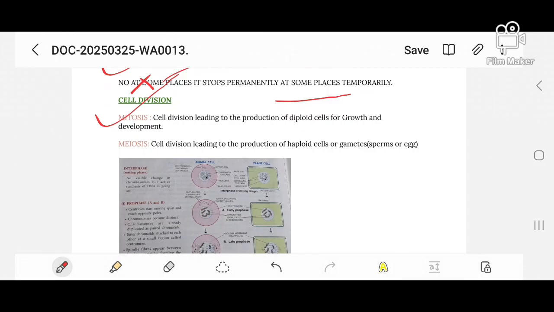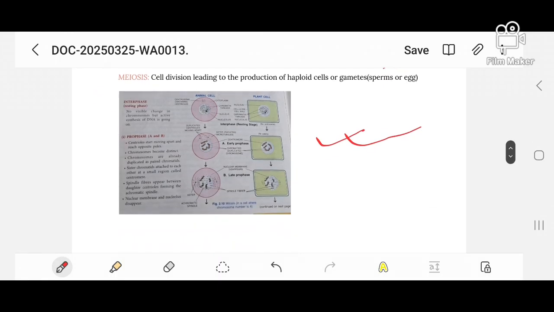Meiosis is not in your syllabus. Mark my words. But you should know what meiosis is and its significance. A picture of the cell division I have taken from a book. Mitosis is the cell division leading to the production of diploid cells for growth and development.